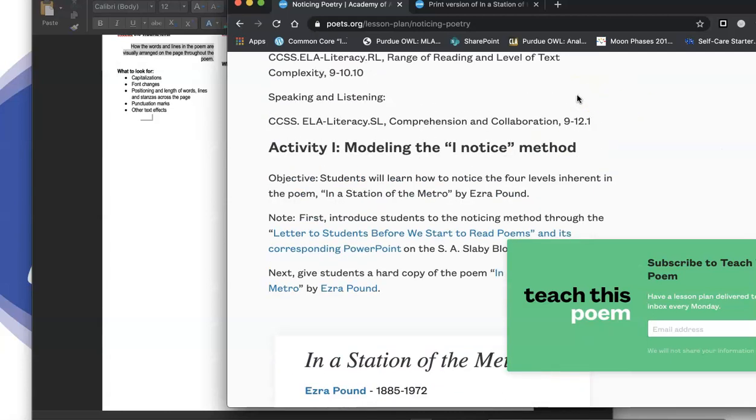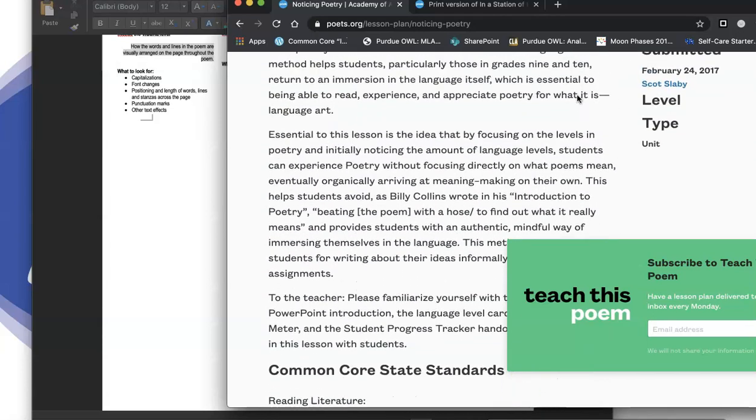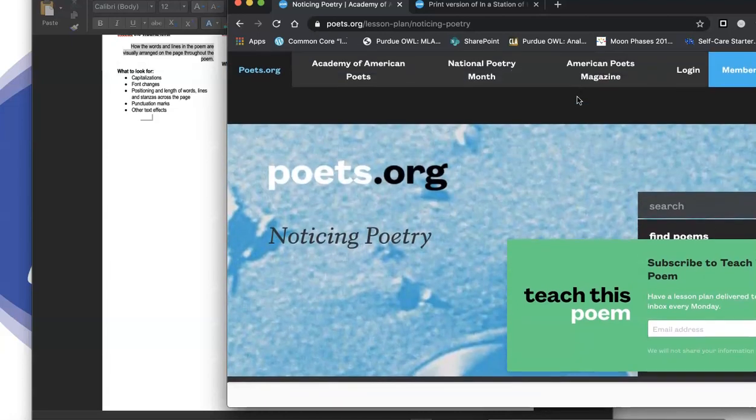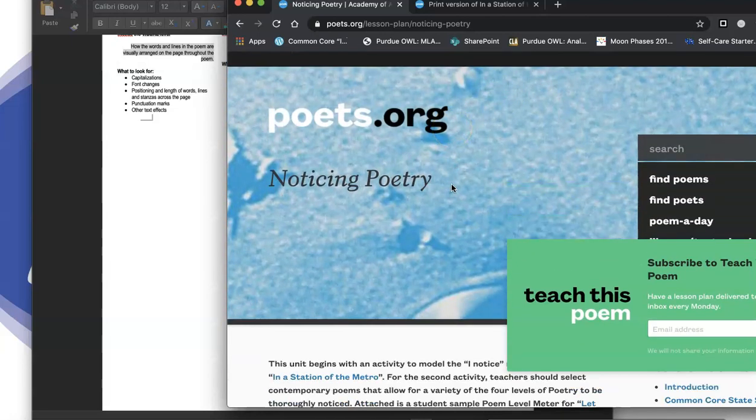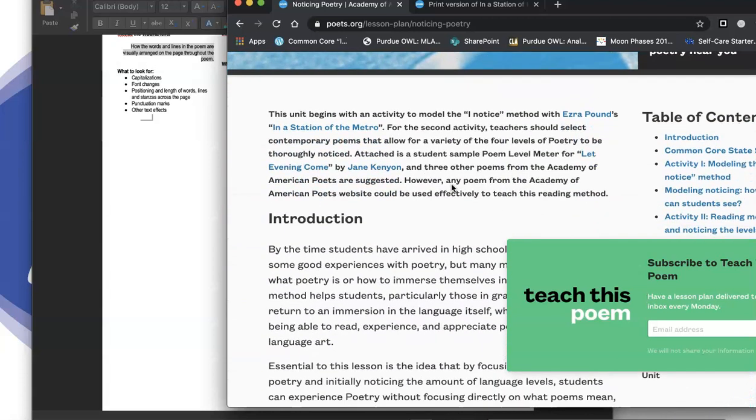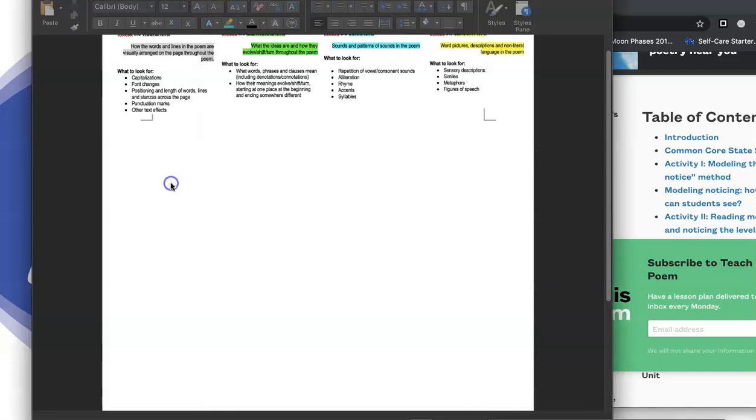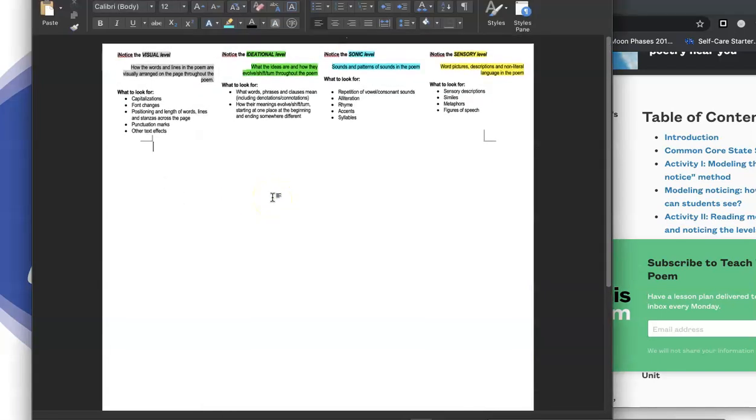If you're not familiar with the iNotice method or noticing poetry, you could head over to Noticing Poetry at poets.org, the Academy of American Poets, and check out the full unit plan if you're in a classroom with students. If you're not, or you're a student yourself listening to this, the good news is that if you download the Word doc template, I can guide you through how to use it so that you can notice all kinds of things in poems and engage with the four levels of language.